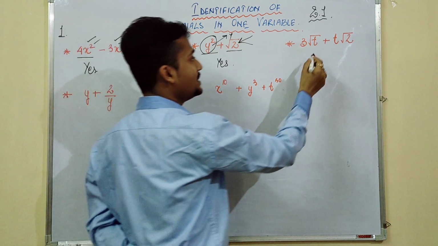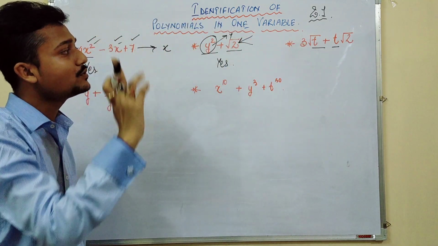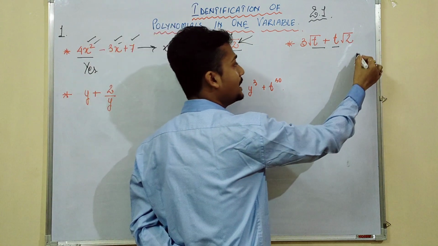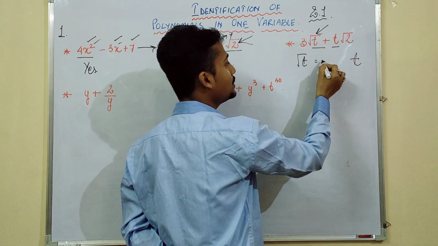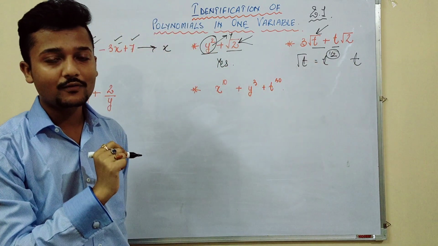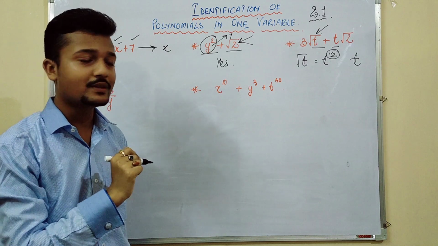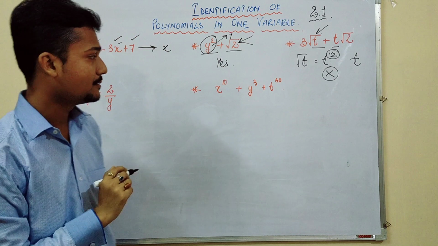Look at this one. How many variables are there? There is only one variable, and that is t. But if you see carefully, here there is root over t. Root over t means equal to what? t to the power half. Since the power of the variable is in fractional form, it is not a polynomial in one variable.